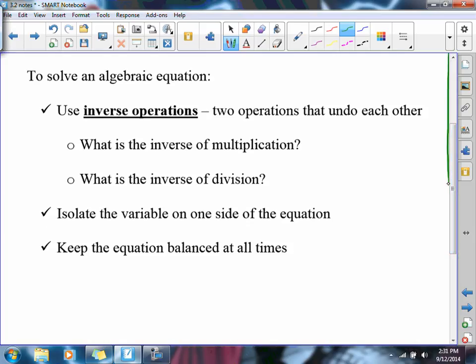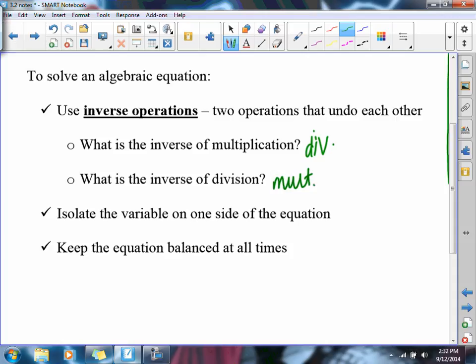Just like the previous lesson, when we're solving algebraic equations, we're going to use inverse operations. Those are operations that undo each other. Today we're going to focus on the inverse of multiplication and the inverse of division. The inverse of multiplication is division, and the inverse of division is multiplication.